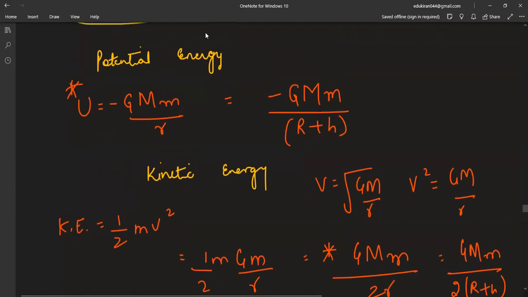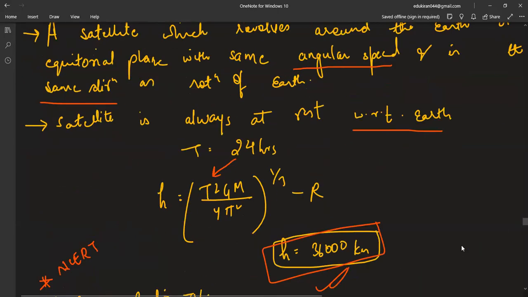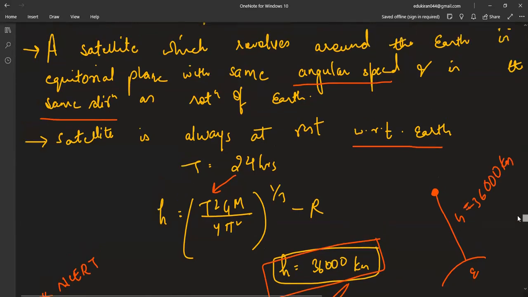This defines the height of what? This is the height, the separation from the surface of the Earth to where the satellite is being placed. Suppose this is the Earth, here is the satellite. So this separation is 36,000 kilometers. Fine, Harsha? Okay.